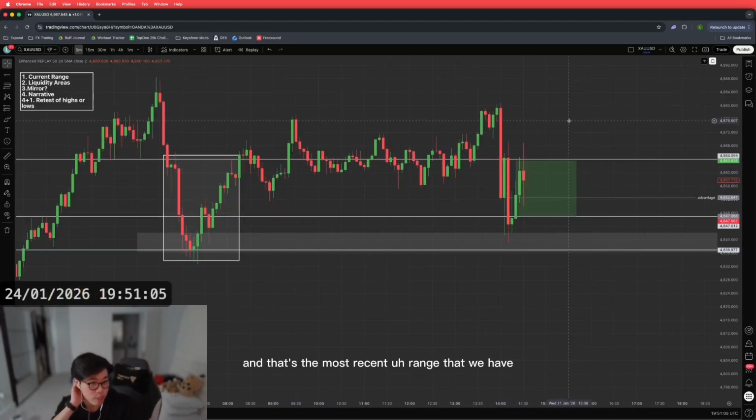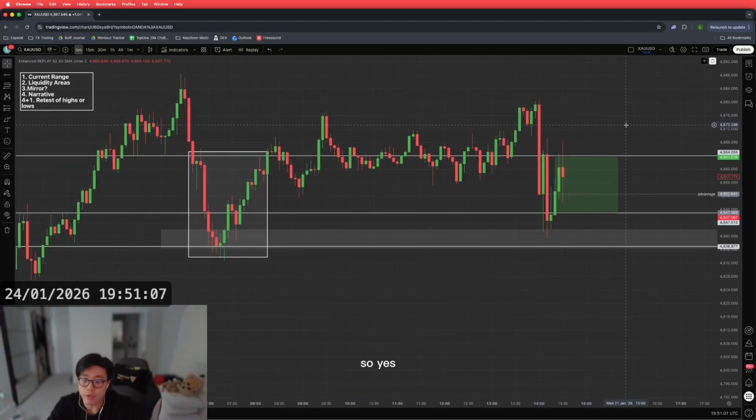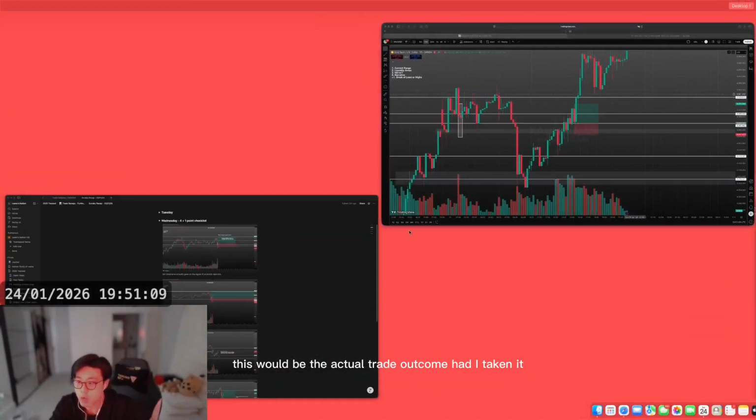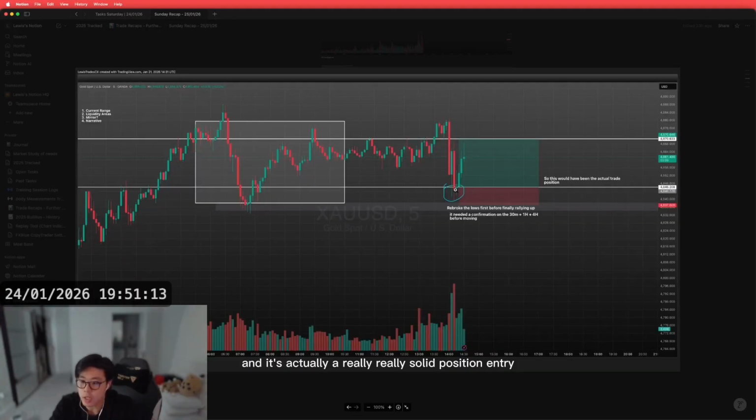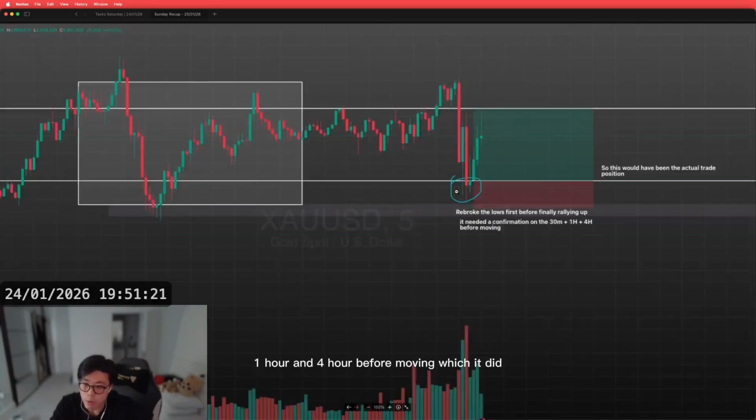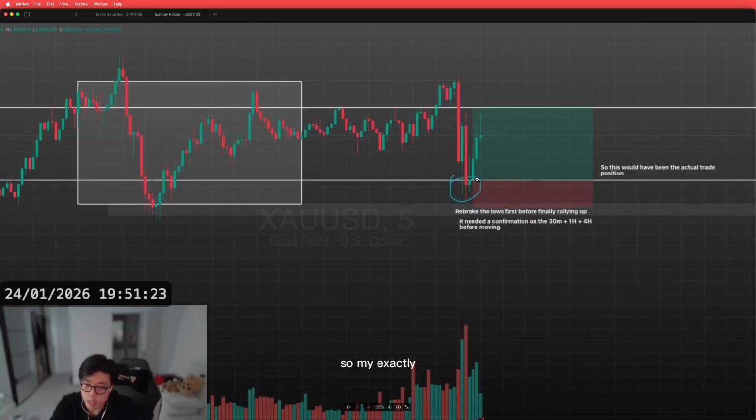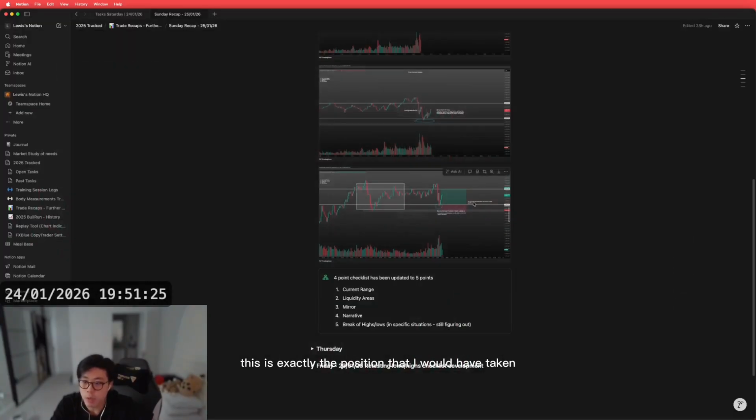And that's the most recent range that we have. So yes, this would be the actual trade outcome had I taken it. And it's actually a really, really solid position entry. I can even see here actual trade position, rebroke the lows first before finally rallying up. It needed a confirmation on the 30-minute, 1 hour, and 4 hour before moving, which it did. So this is exactly the position that I would have taken.